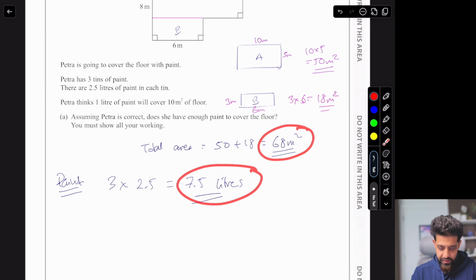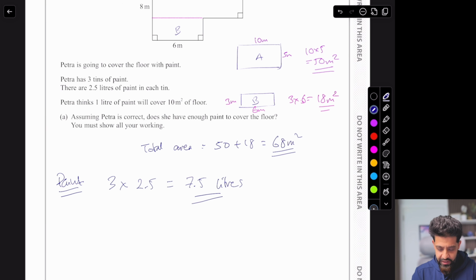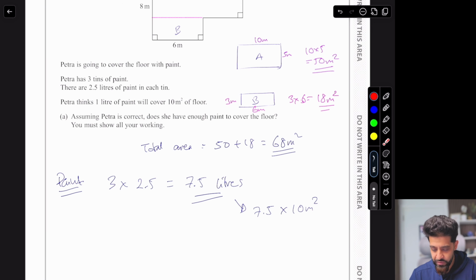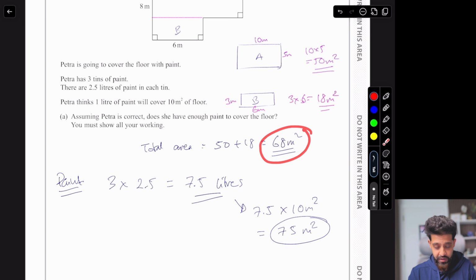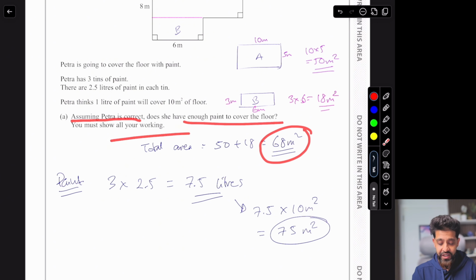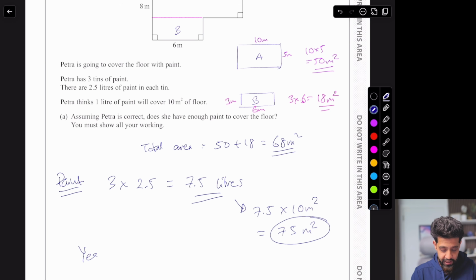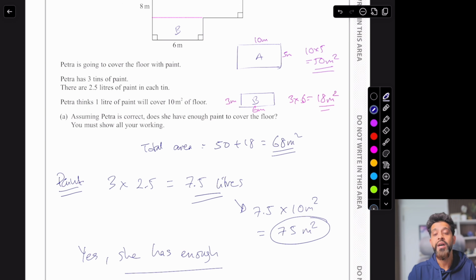There we go. Right. So how much of that is needed? All right. So she thinks that 1 liter would cover that. So basically 7.5 liters would be 7.5 times by 10 meters squared. Because remember, 1 liter, she thinks would cover 10 meters squared. So that's how much we can cover, which is 75 meters squared. So she can cover a floor of 75 meters squared. Our floor was 68 meters squared. So we're going to assume that she's correct, as the question says. Does she have enough paint? Yes, she does. Okay. Yes, she has enough according to her assumption.